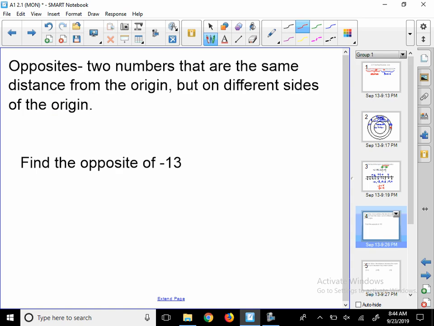So the opposite of negative 13 then just becomes a positive 13. Okay, so just change the signs on it.